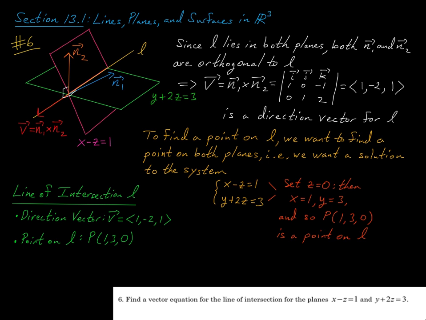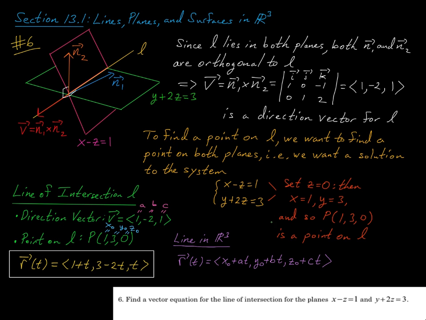Cool. So now we have a direction vector for the line of intersection, and we have a point on the line of intersection. And so, going back to section 12.5, when we discussed lines in R3, this was the general form for a vector equation for a line. And here, x0, y0, z0 are just the coordinates of a known point on the line. So what about the a, b, c? Those are the coefficients of the parameter t in these equations here, and they are the components of our direction vector.